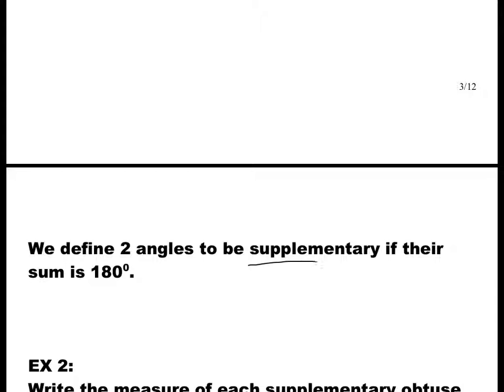Supplementary angles are the ones whose sum is 180 degrees. So 90 and 90 are supplementary. 20 and 160 are supplementary. 30 and 150 are supplementary, and so forth. So when two angles add up to 180, we call them supplementary. For instance, 10 and 170, 20 and 160, and so forth. As long as the sum is 180 degrees, we call them supplementary angles.